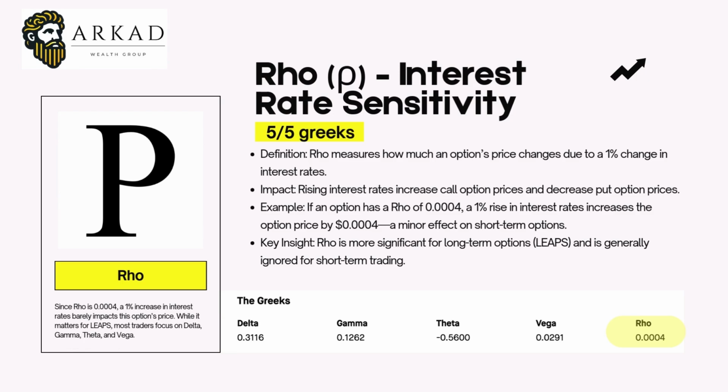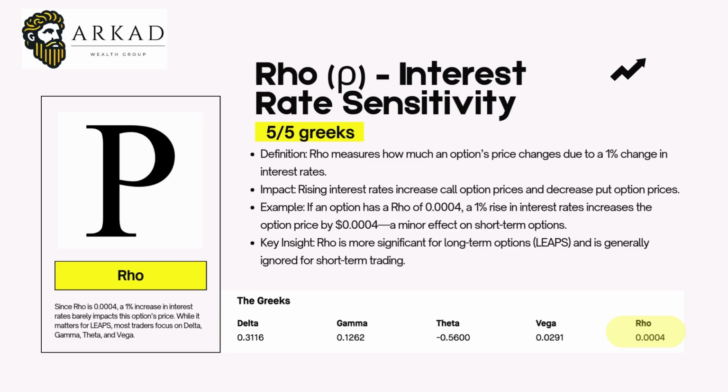And finally, for our fifth Greek symbol, we have Rho. This measures an option's sensitivity to interest rate changes. While Rho has less immediate impact for most traders, it becomes more relevant for long-term options. In our example, Rho is 0.0004, meaning if interest rate increased by 1%, the option's value will rise by 0.004 cents. Call options typically have a positive Rho, meaning they increase in value when interest rate rises, while put options usually have a negative Rho.